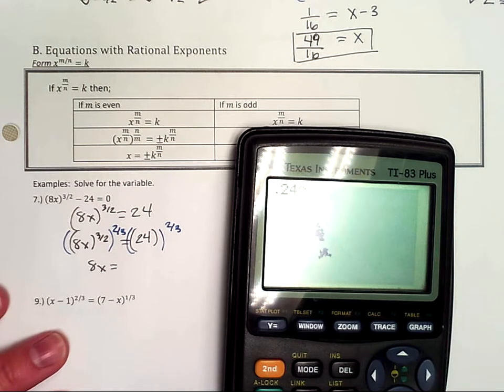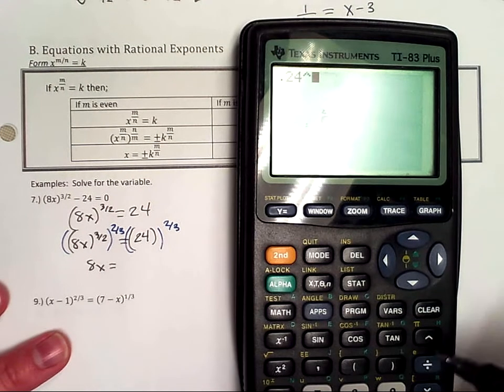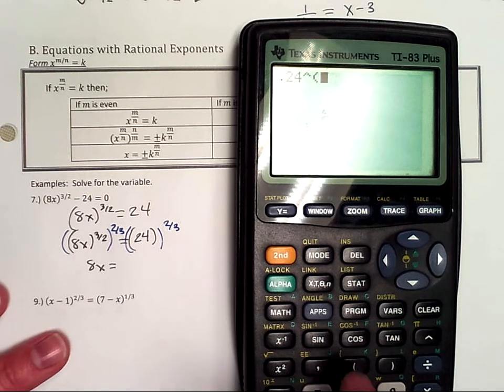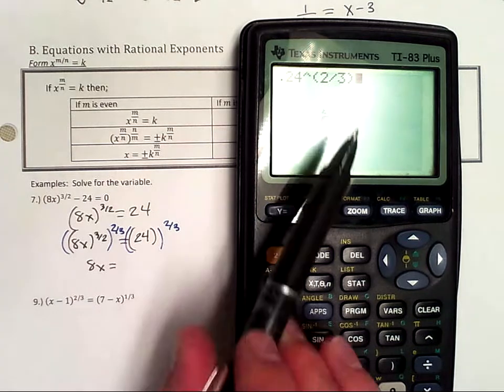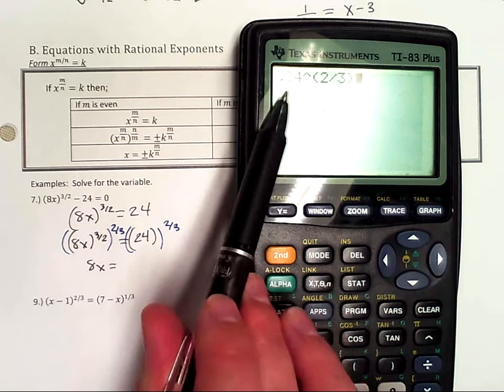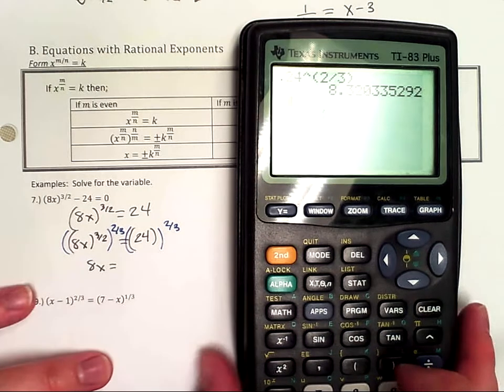So you can do 24 to this little caret right here, which is the power, and then you should put that power in parentheses. So to the 2 divided by 3. Because if I don't put it in parentheses, then I'm saying 24 squared all divided by 3. So it's 8 point something something ugly.